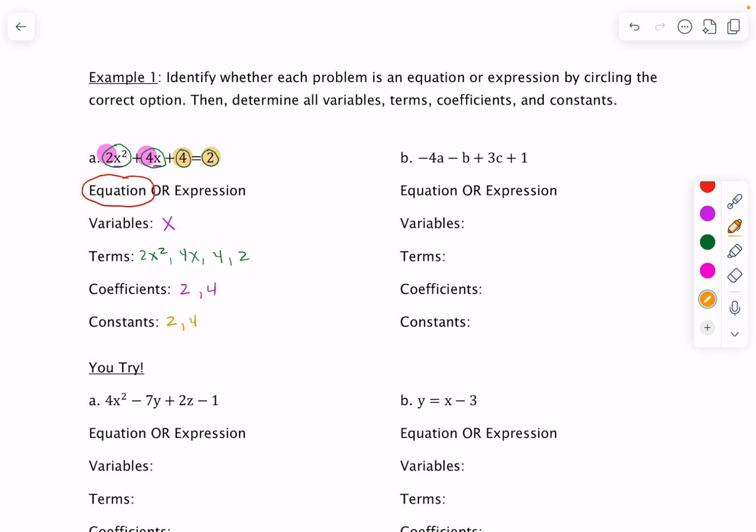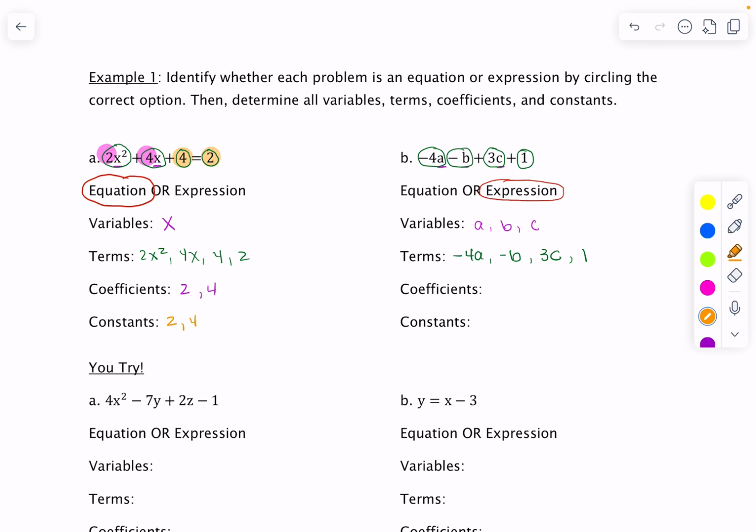Example B, I've got negative 4a minus b plus 3c plus 1. I don't see an equal sign, so that's going to tell me that this is just one big expression. There's no equal sign. My variables, I've got an a, a b, and a c are my variables, so a, b, and c. My terms are negative 4a, negative b, you keep the sign with the term, positive 3c, and positive 1. So I've got negative 4a, negative b, a positive 3c, and the number 1. Those are all of my terms.